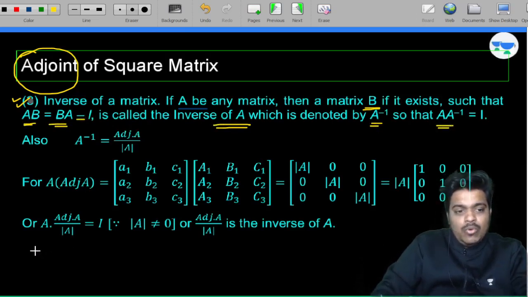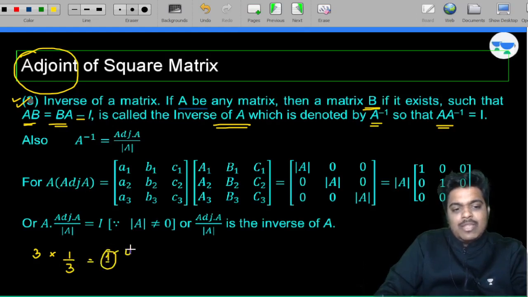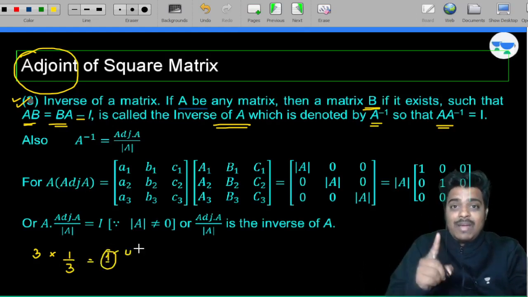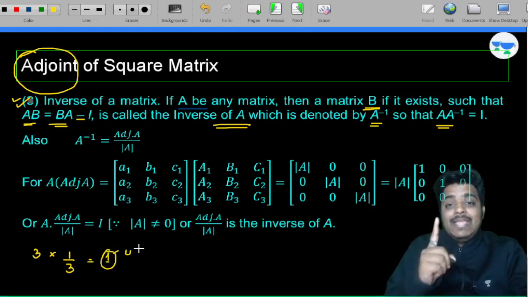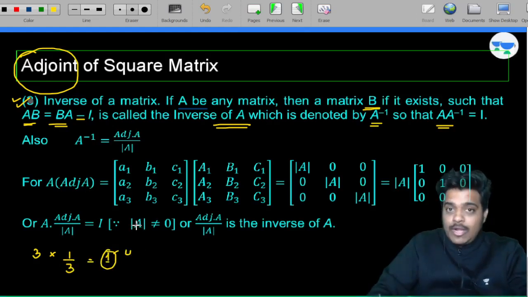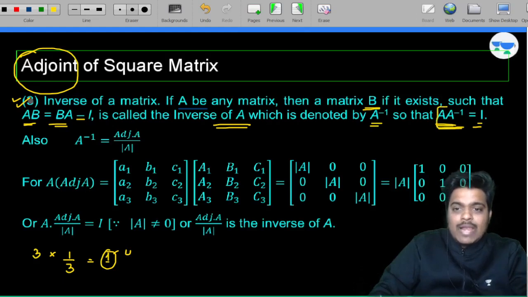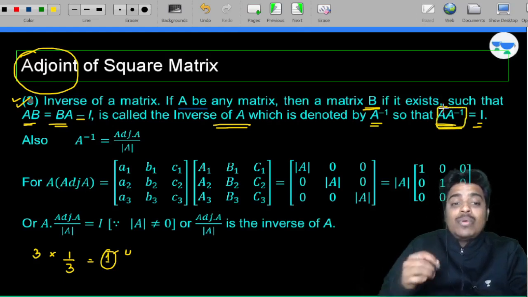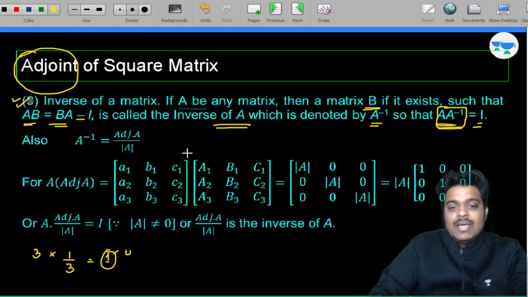See, we all know the inverse of 3 in numerical terms is 1 by 3, and when multiplied you get the value 1. 1 is nothing but unity, whereas in the case of a matrix the unity is denoted by I, that is the unit matrix. We have already read this. I don't think you are having any doubt. So now A into A inverse is equal to I, and you need to calculate the value of A inverse. How to calculate it? Let me give you the simple result.